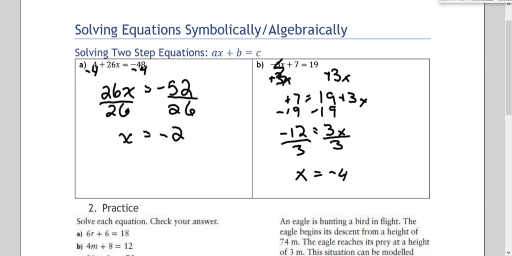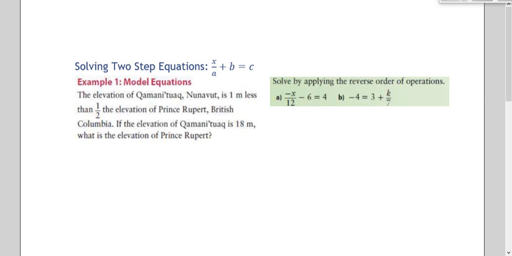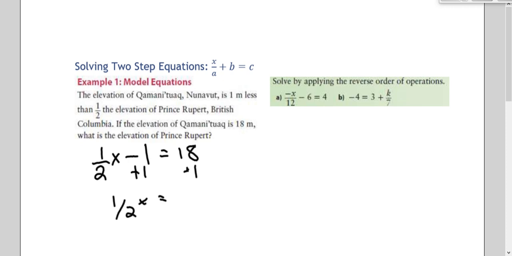Practice down below. This is solving two-step equations when we have a fractional component in it. So we have our first one, the elevation of the place in Nunavut is 1 meter less than half the elevation of Prince Rupert. If the elevation of the place in Nunavut is 18, what is the elevation of Prince Rupert? So then first thing that we will do is we will add 1. We get 1 half x is equal to 19.